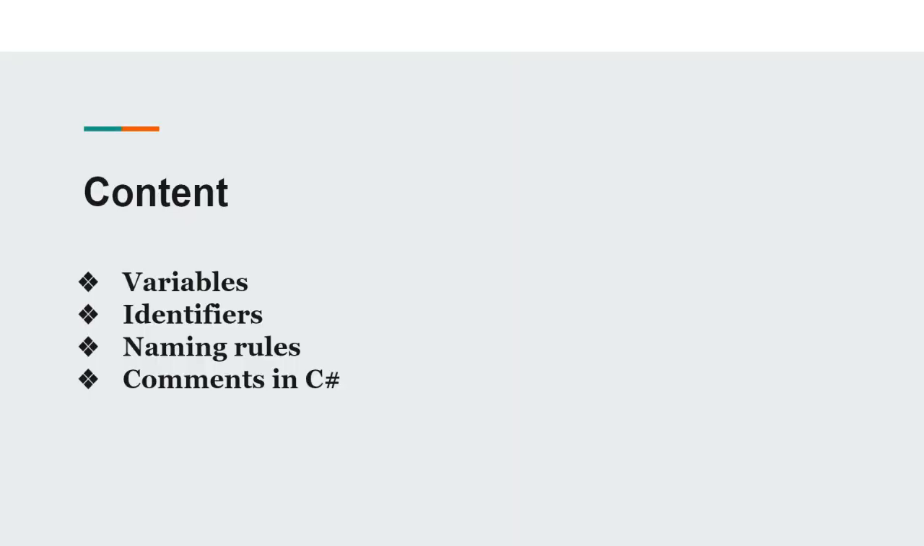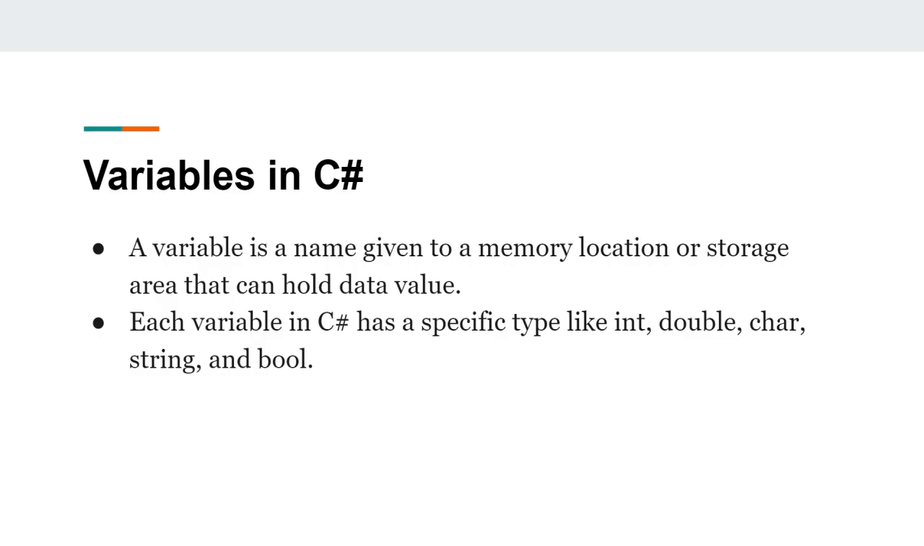In this video, we are going to discuss the following topics: variables, identifiers, naming rules, and comments in C Sharp. So let's start with what is a variable in C Sharp. A variable is a name given to a memory location or a storage area that can hold data values.